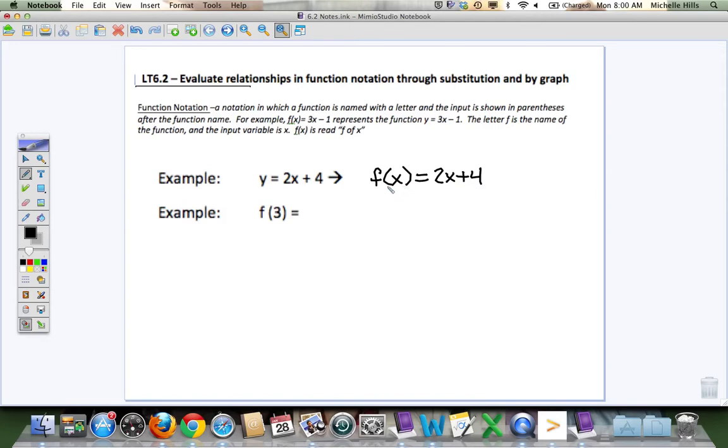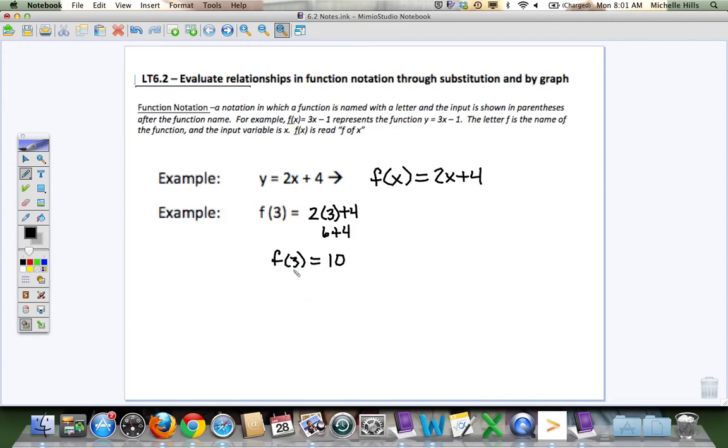The cool thing with the f of x notation, instead of just using y, is f of 3 means, hey, what does this equal when x is 3? So what does y equal when x is 3? You can't do that with normal x and y notation. So f of 3 means to take the 2x plus 4 and then replace the x with 3. So 2 times 3 plus 4, which is 6 plus 4, which means f of 3, and I would want to see this in your final answer, equals 10.